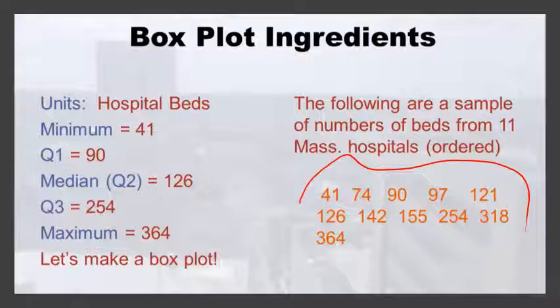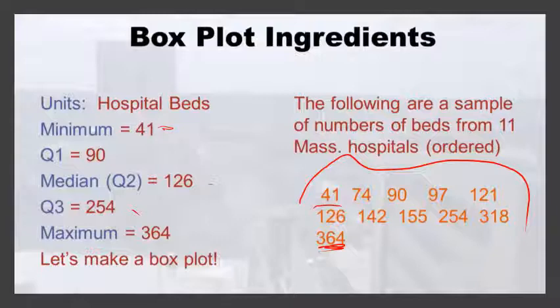So we gather all of our ingredients. We have our units, which is hospital beds. That's what this data means. Then we have our minimum, the smallest number. And then we already calculated our quartiles. So our Q1 was 90, our Q2 was 126, our Q3 was 254, and our maximum number, which is this one, is 364. So you have all of your ingredients right there.